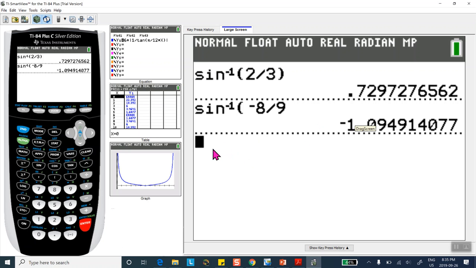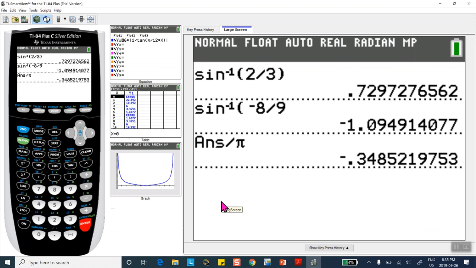Let's check this answer. Divide this by pi. Now where's pi? Right there. Second function, pi. Enter. So this is 0.34 pi. So this answer that we got is fine. There's nothing wrong with it. It's just that if you want to know in terms of pi what it is, it's going to be minus 0.348 pi. All right, let's do number 15.